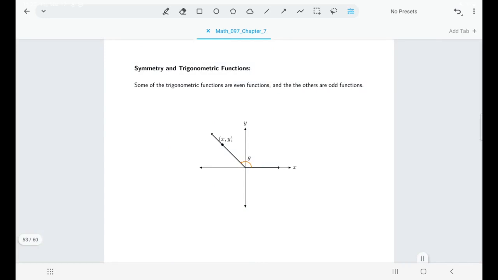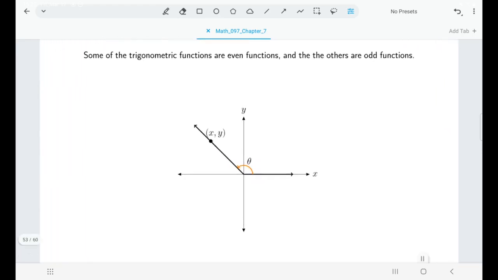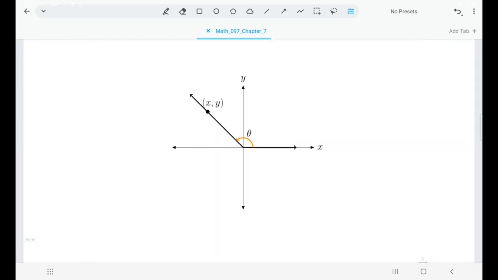Okay, so here we're going to start talking about some other properties that the trig functions have and how that can help us with our evaluating. And so the first thing to talk about is that some of our trig functions turn out to be even functions and some of them turn out to be odd functions. And so I'm going to explain which ones are which and why.